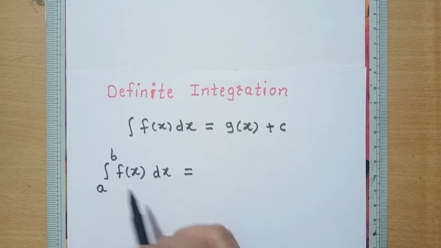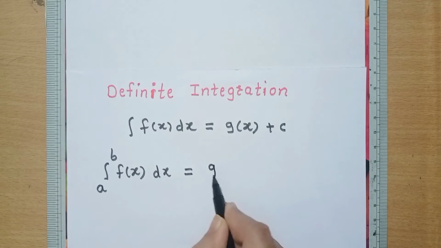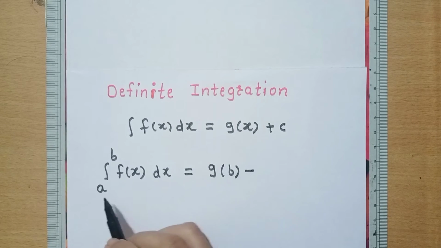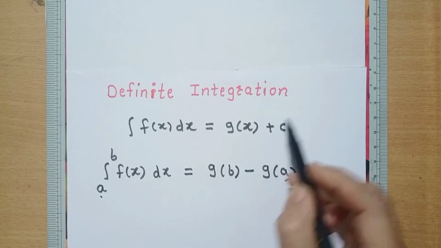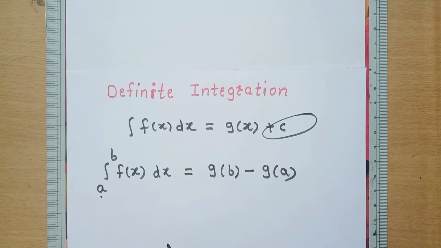First we are substituting the upper limit in this, so g(b) minus, then we are substituting the lower limit, g(a), and we are not writing this constant. Okay, so the same rule we are going to use, but we will solve examples by the method of substitution.